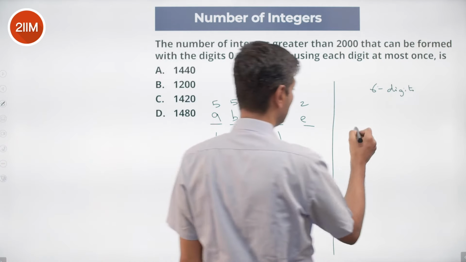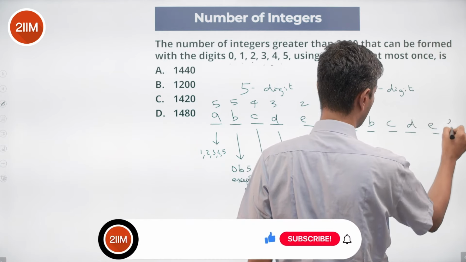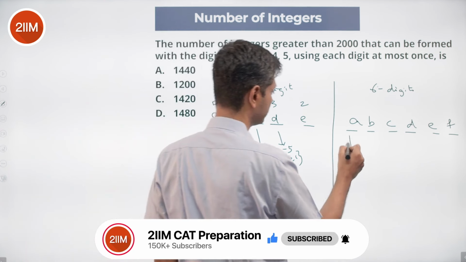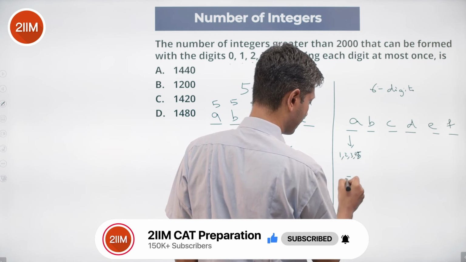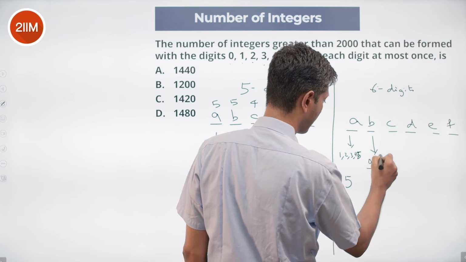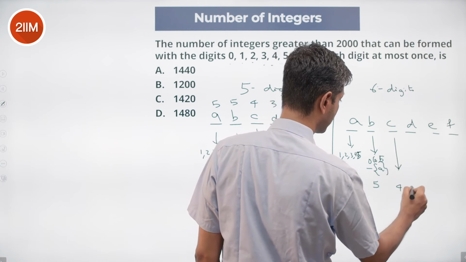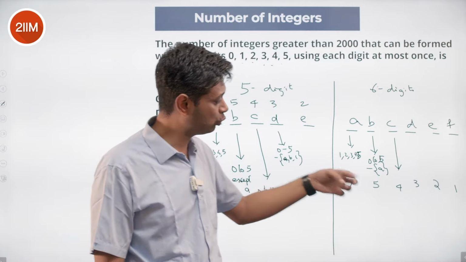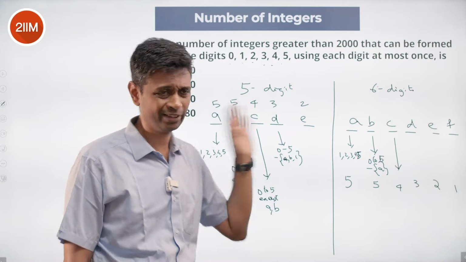Let's move to 6 digit numbers. A, B, C, D, E, F. Nice. A has again 5 options, 1, 2, 3, 4, 5. B would be 0 to 5 minus A, 5 options. 0 to 5 minus A and B, 4 options. 3 options, 2 options, 1 option. It will be 5 into 5 into 4 into 3 into 2 into 1. This is 5 into 5 into 4 into 3 into 2. Both are same. There's an additional 1 there.